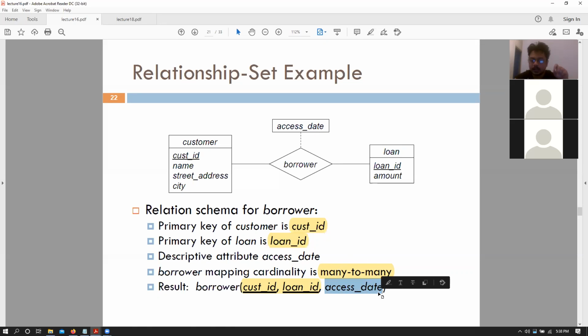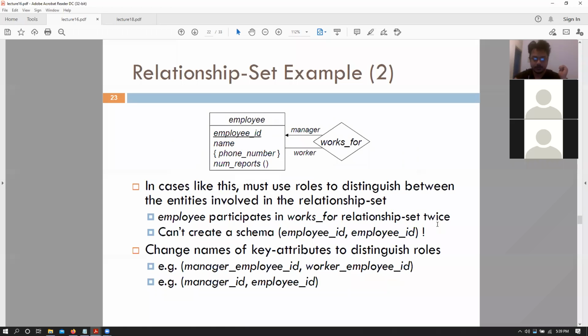On top of that, borrower itself can have its own set of attributes that it can contain for each customer and loan ID pair, and those would be your access date, or in this scenario access date, but this could be any other set of attributes, right?